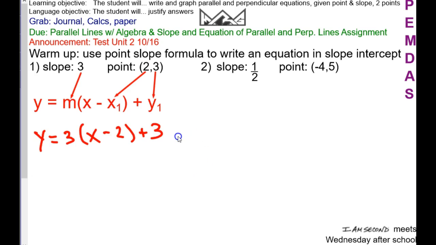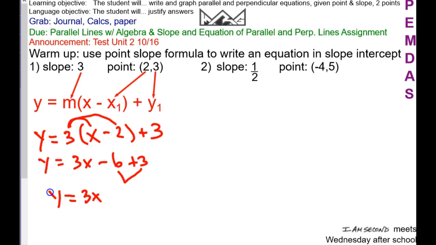You see the parentheses? What should we do with that? It is going to be multiplying, because we're going to distribute the 3 into the parentheses. So y equals what? 3 times x is 3x, and then 3 times negative 2 is minus 6, and then bring down plus 3. This is almost there. I have 2 constants I need to simplify by combining like terms. So y equals 3x, and then negative 6 plus 3 is minus 3.